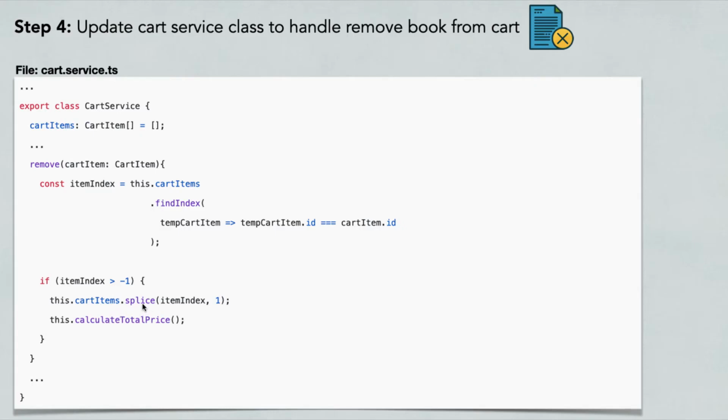For that, we are going to call the splice method on these cart items, and to this splice method we are going to pass two parameters. The first parameter is the index, and the second parameter is the number of items that we are going to remove. So we are going to remove only one item from the cart items, and we are going to pass the item index which contains the index. And then we're going to call the calculate total price method to update the cart status.